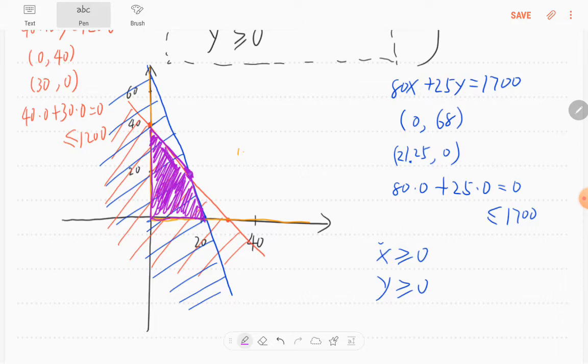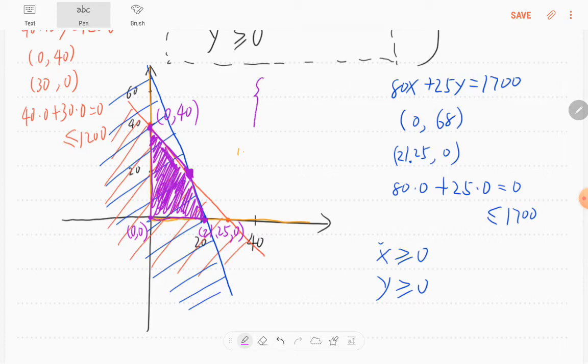Okay, so there is an intersection point. We have some corner points, right? This is the origin, (0, 0). And this point should be (0, 40). And this point is (21.25, 0). And how about this point? This point is the intersection of the blue line and the red line, right?